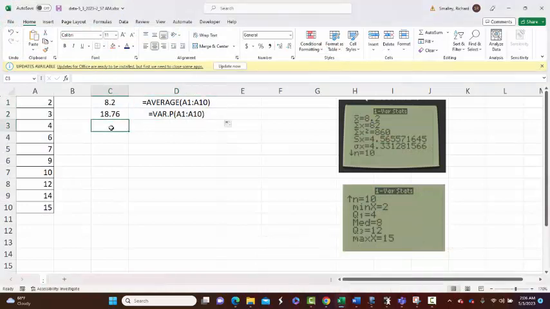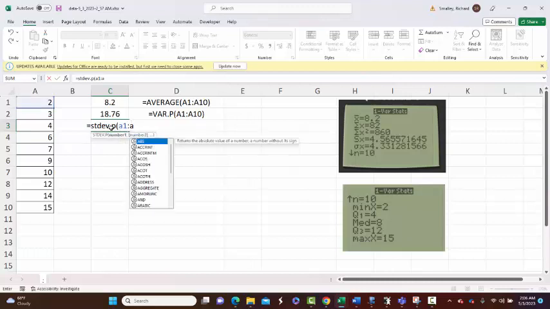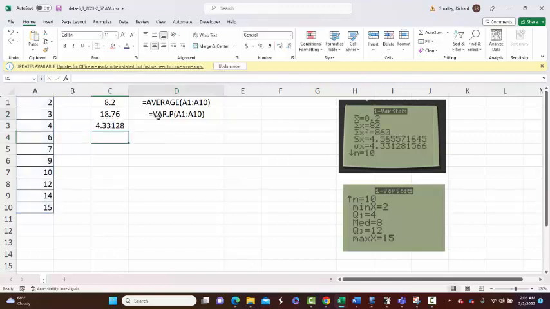Now, the calculator already has that number, but I'll go ahead and enter the command here. Pretend like you were only using the population, so stdev.p. Let's bring this down so you can see the command. There we go, 4.333, and rounded to the nearest tenth, 4.3.